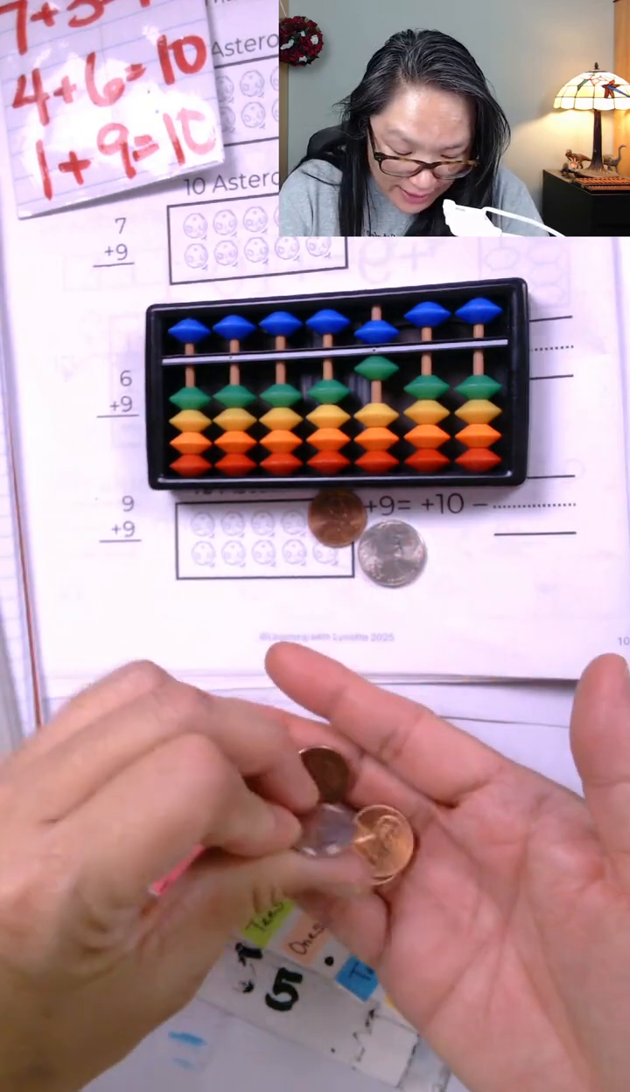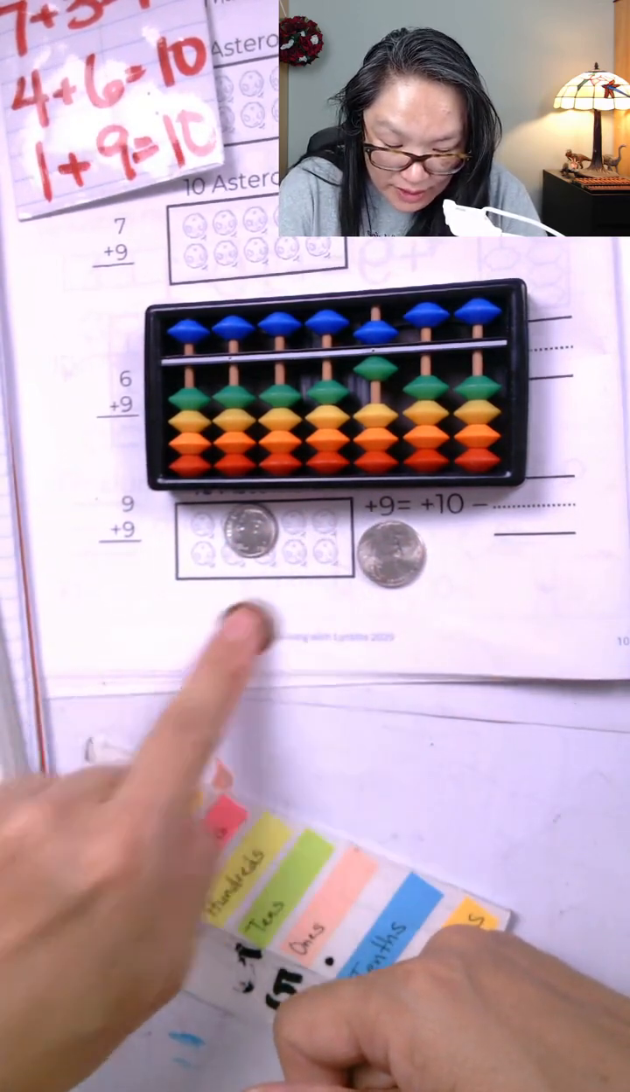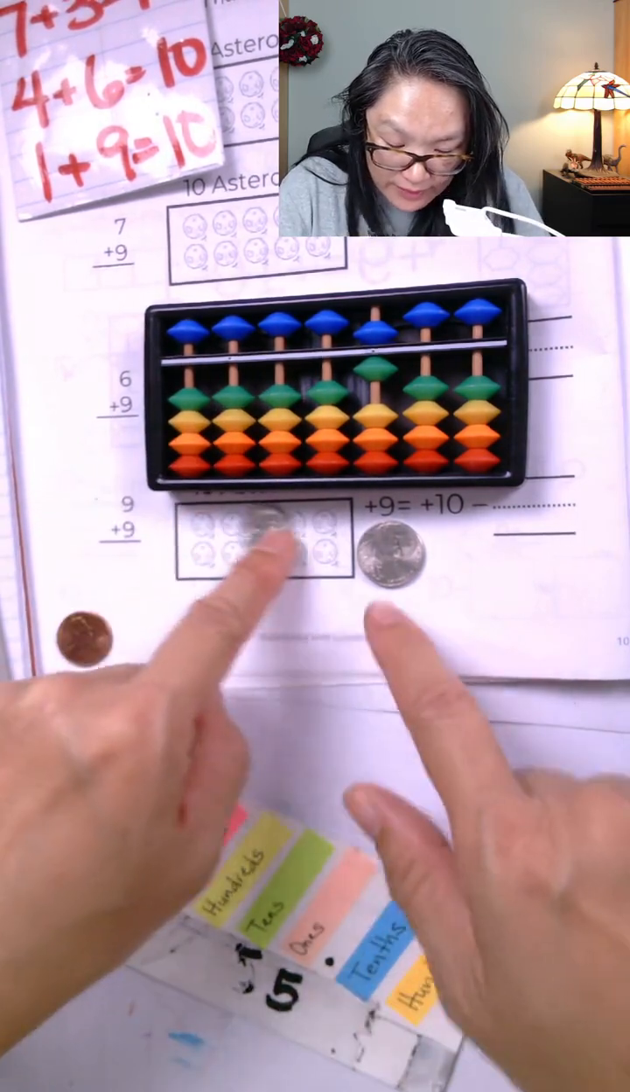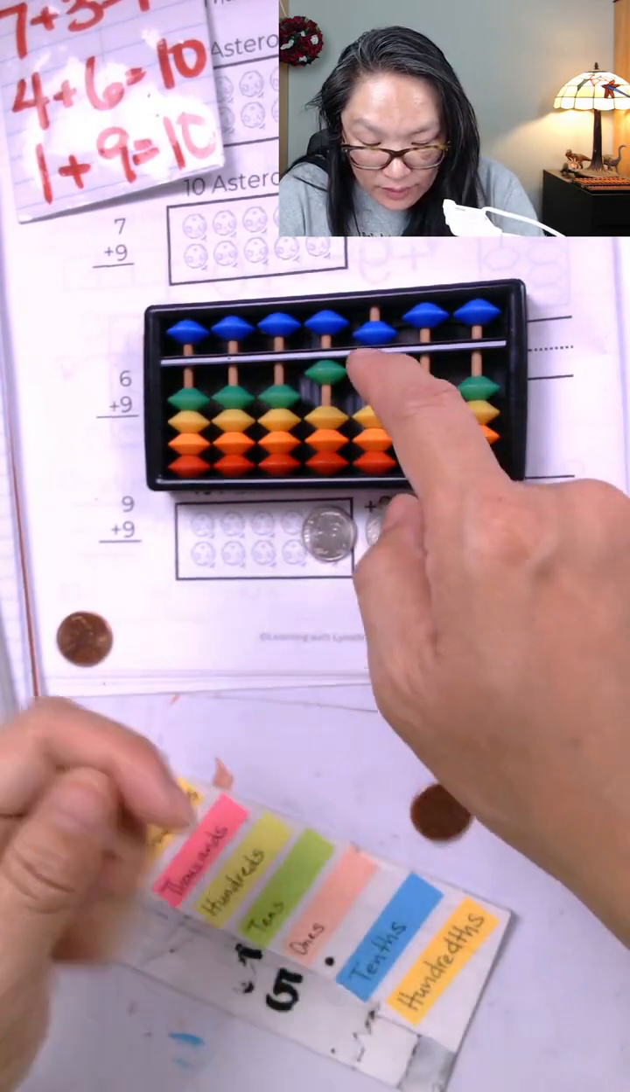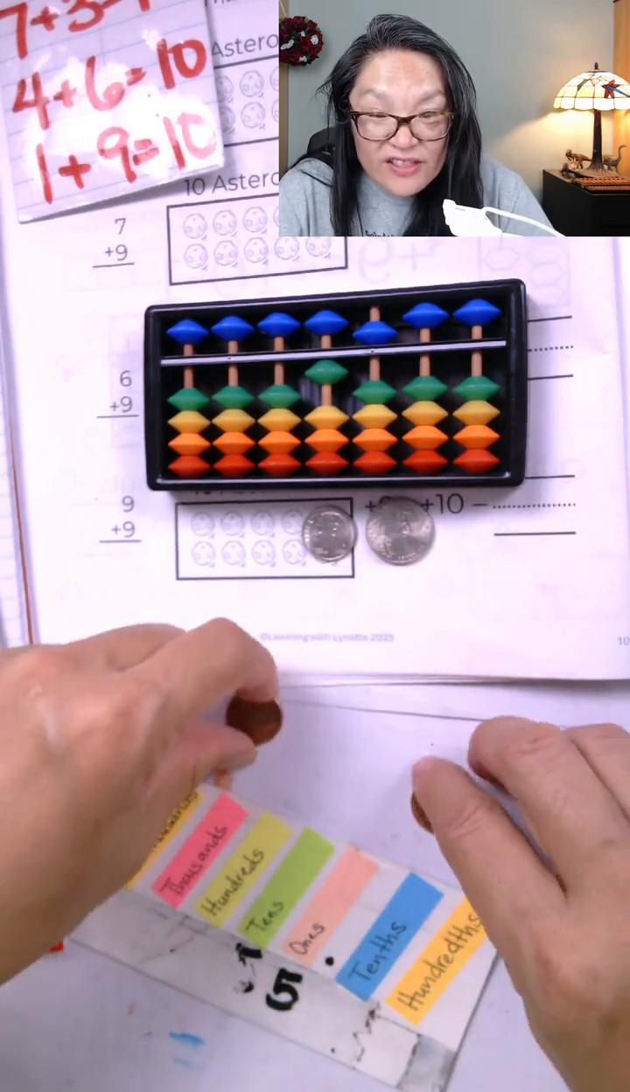So I'm going to plus the 10, but that's too much. I'm going to take away the 1. I'm going to show it on my abacus. I'm going to plus the 10. I'm going to take away the 1. My final answer is 15.